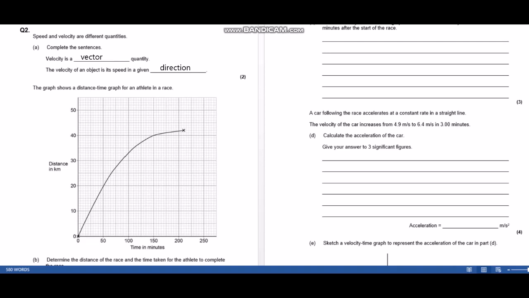The graph shows a distance time graph for an athlete in a race. Determine the distance of the race and the time taken for the athlete to complete this race. Use the graph. Just going to scroll down.